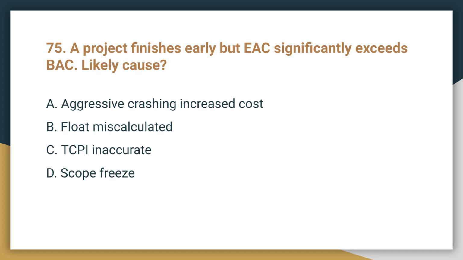Question 75. A project finishes early, but the EAC significantly exceeds the BAC. What is the likely cause? The likely cause is aggressive crashing increased cost. Finishing early often results from crashing, which accelerates the schedule but involves significant additional costs.